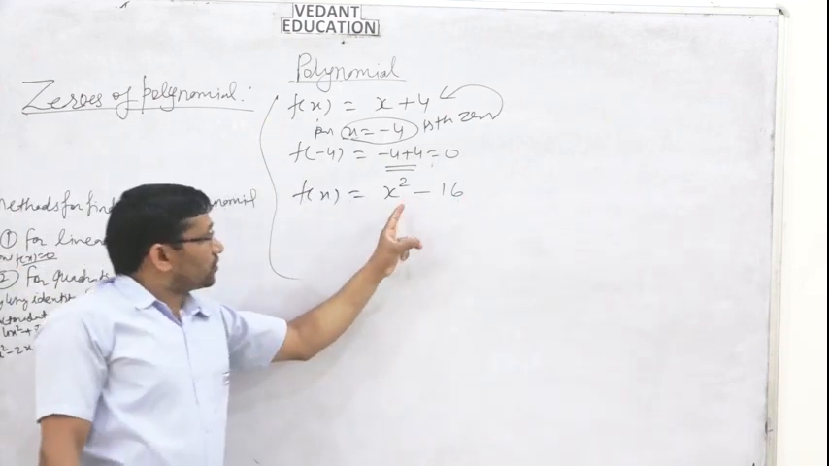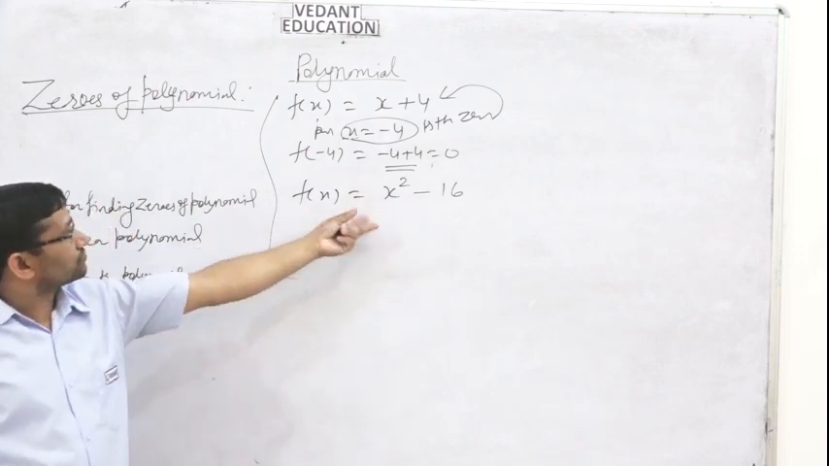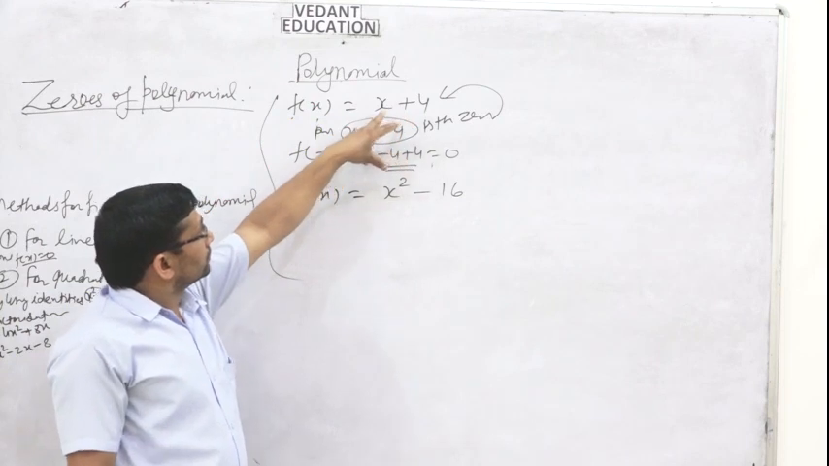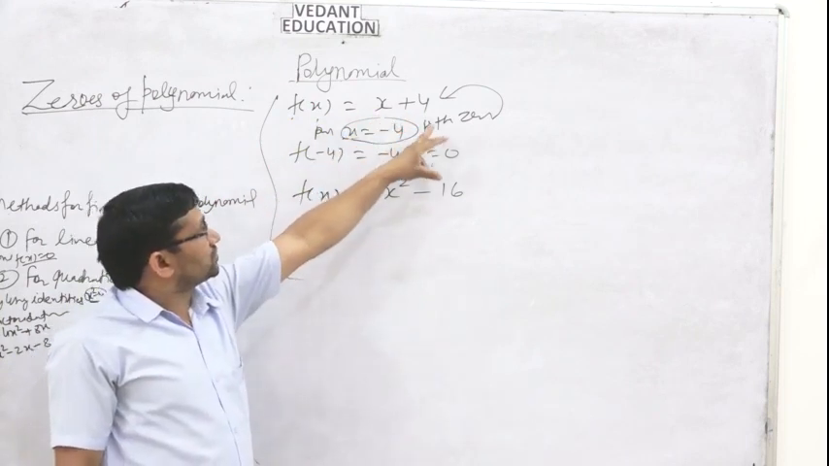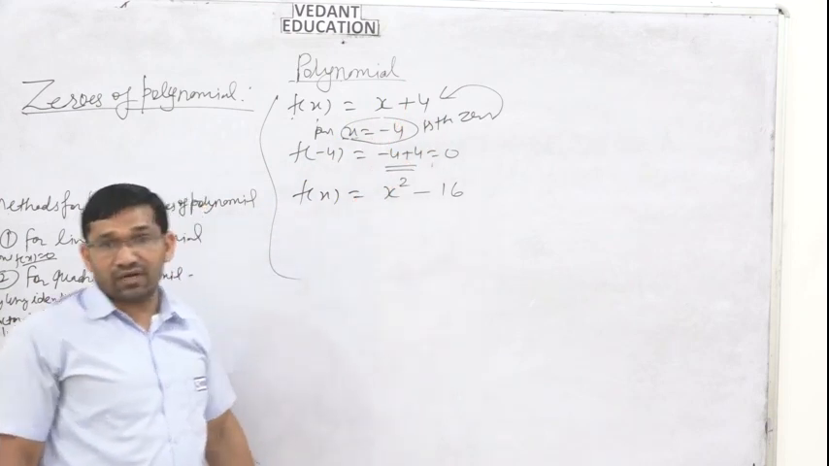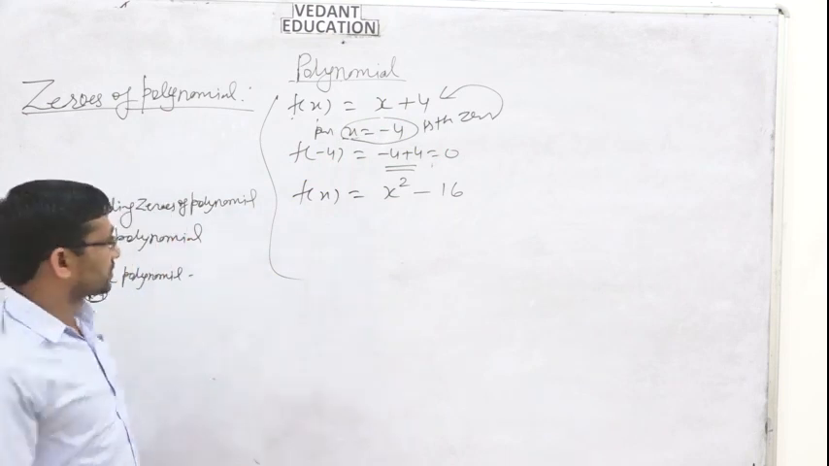Number of zeros, because this has degree 2, so the number of zeros is 2. The degree of this polynomial is 1, so the number of zeros is 1, that is x is equal to -4. Now for this example, f(x) is equal to x square minus 16.